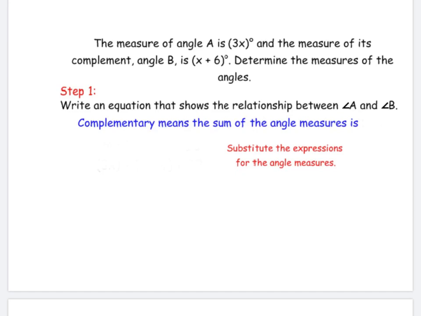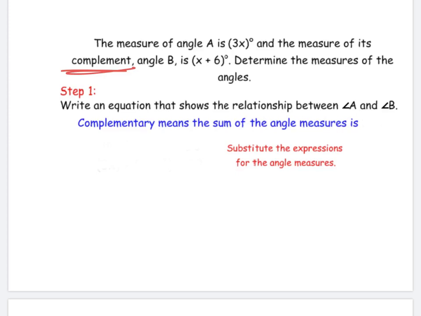Now, this is the 8th grade version of the same kind of thing. Notice there's more words and there's your favorite variables in there. So let's take a look. It says the measure of angle A is 3x degrees, and the measure of its complement, that's a key word right there, complement, angle B is x plus 6 degrees. Determine the measures of the angles.